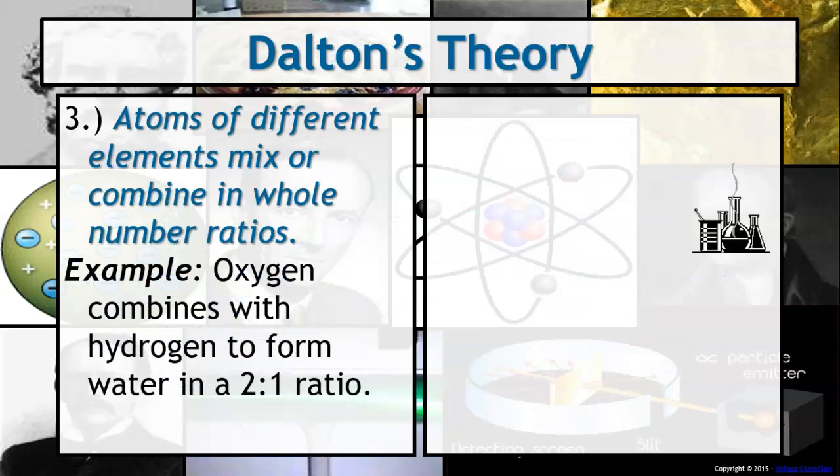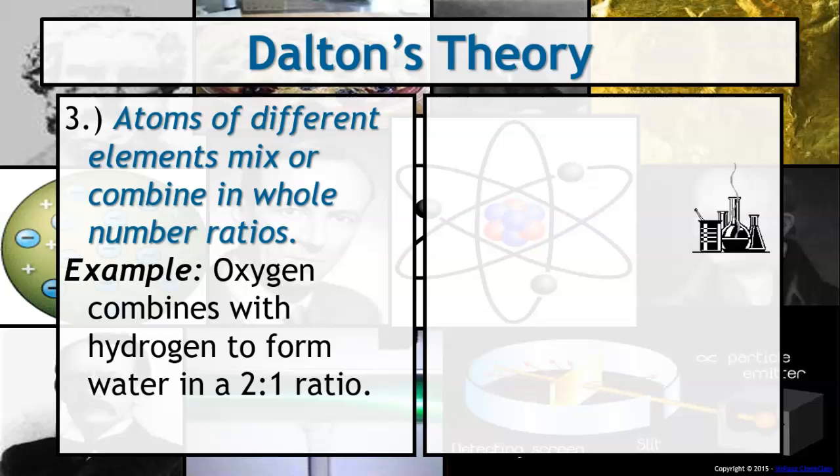The third part or postulate of Dalton's theory is that atoms of different elements mix or combine in whole number ratios. This goes back to his idea that these particles are indivisible, and so he believed that when oxygen combined with hydrogen to form water, it had to do so in a whole number ratio. In other words, 2 hydrogen to 1 oxygen. You couldn't have, say, 3 hydrogen to 1.5 oxygen. Had to be whole numbers.